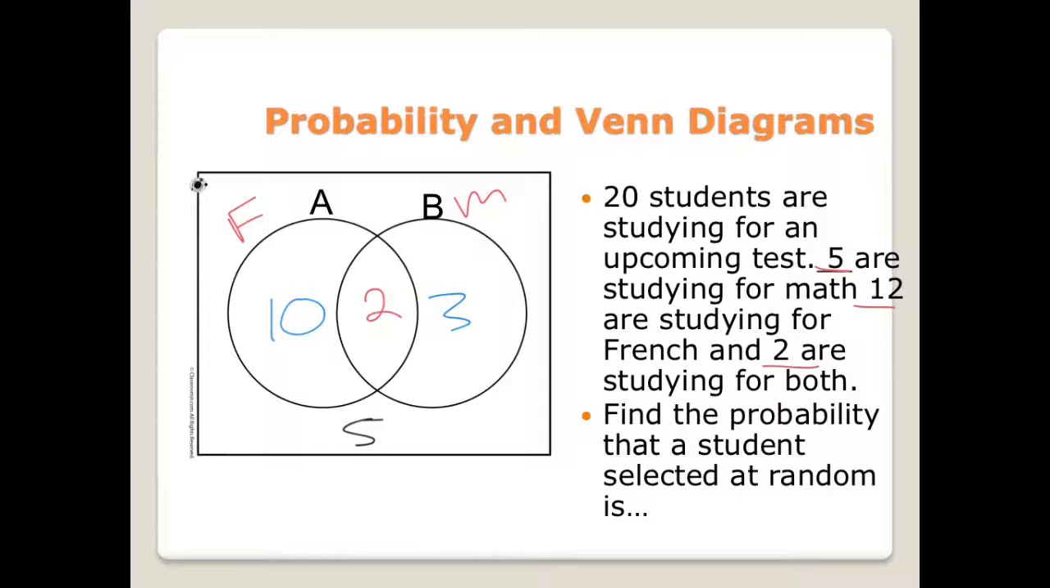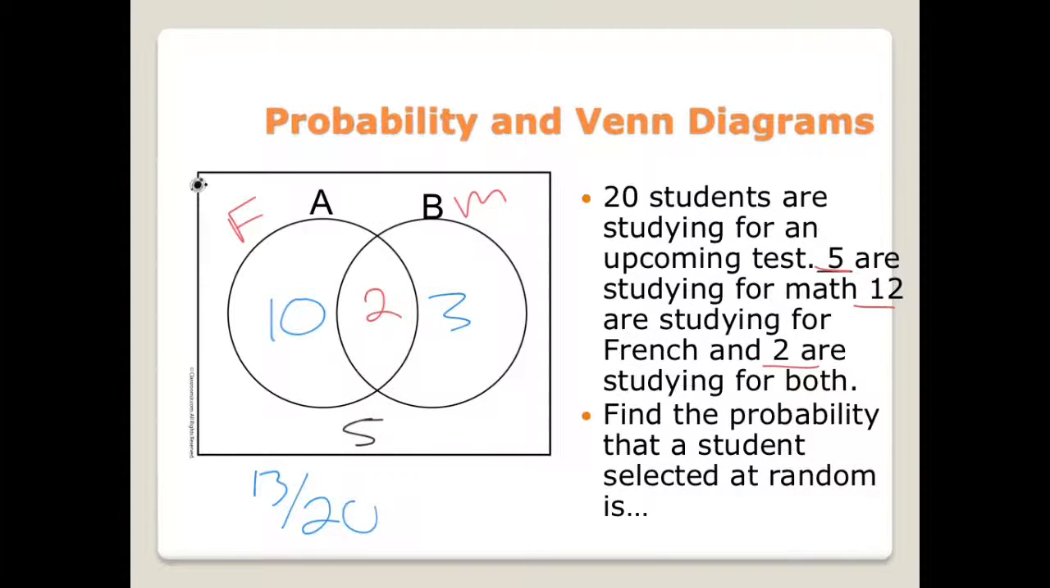Okay, let's ask another question now. What's the probability that somebody is studying for French only or math only? So we have French only would be these 10, math only, the 3 we had before, and I said the word or, so we're going to be adding them together to get a total of 13 out of 20.